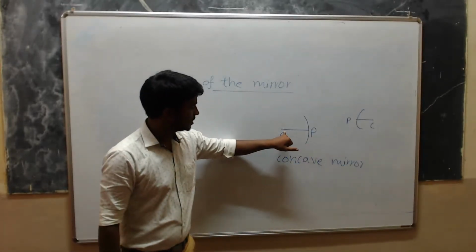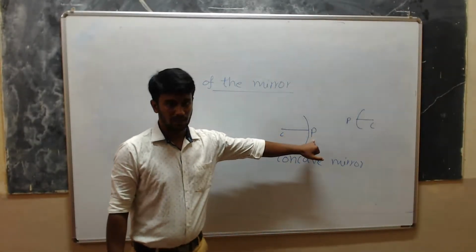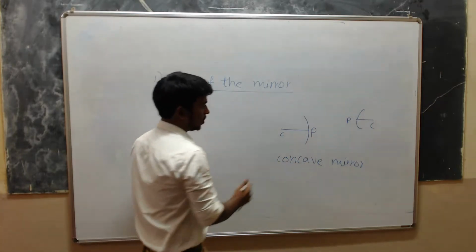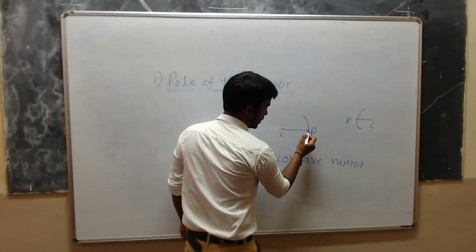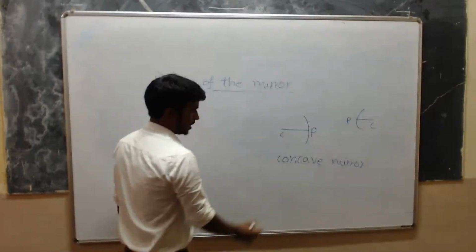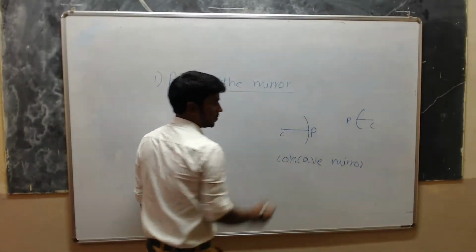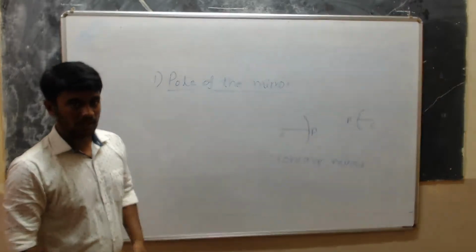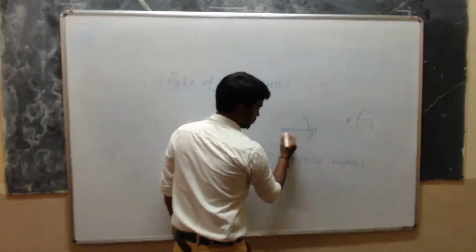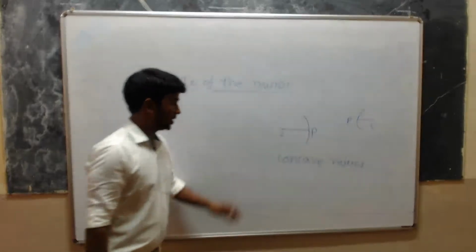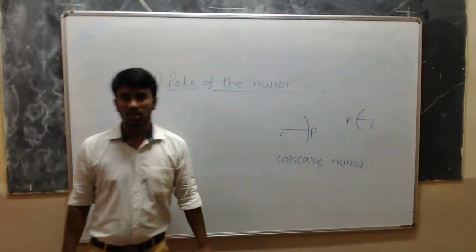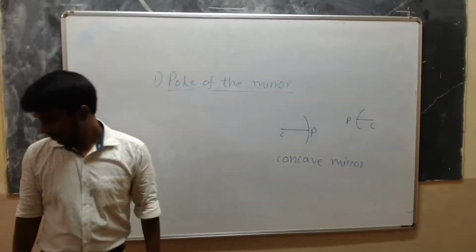And this C is known as the center of curvature. Now what do you call this distance from C to P? Actually it is a part of a circle, right? This is the center, and what we call that distance is the radius. This distance from C to P, we call the radius of curvature. Next.